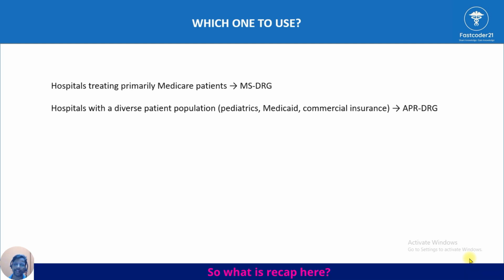So what is the recap here? DRGs are the backbone of inpatient reimbursement. We have two types of DRGs, MS-DRG and APR-DRG. MS-DRG has a few limitations, but APR-DRG can be used for any type of population. Among MS-DRG and APR-DRG, APR-DRG is a little bit more complex compared to MS-DRG.